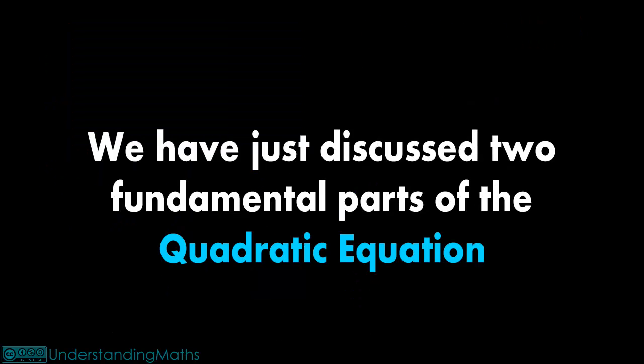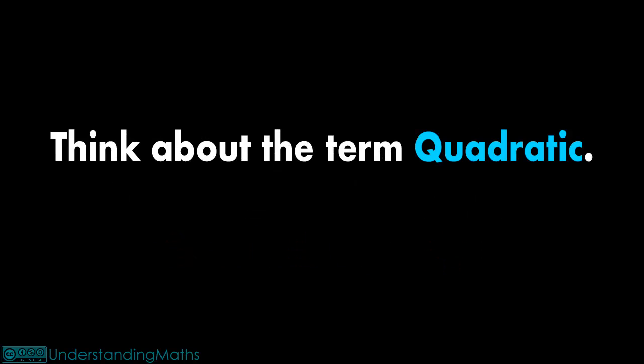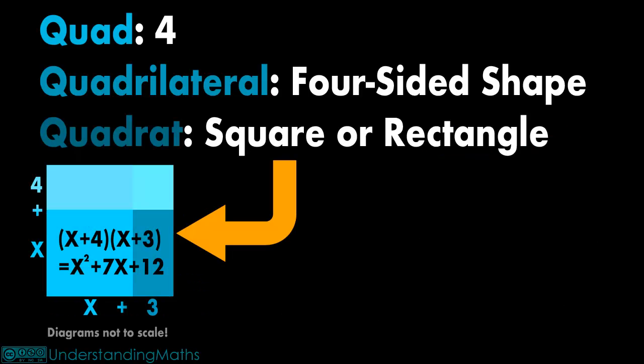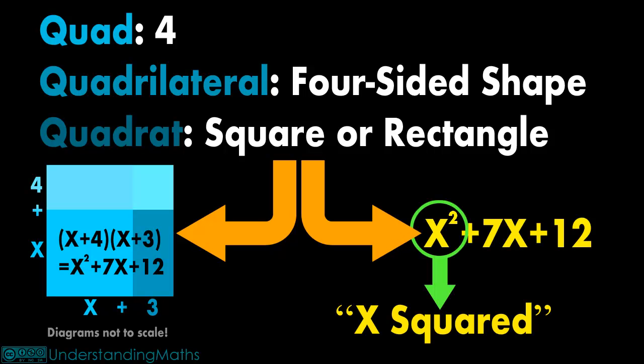We have just discussed 2 fundamental parts of the quadratic equation. Let's start by just thinking about the term quadratic. You probably know that quad means 4, quadrilateral means a 4-sided shape, and a quadrat is a square or rectangle. This reminds us of the rectangle we had earlier. The 4 reminds us of the fact that there are 4 terms in the brackets of x plus 4 and x plus 3: x, 4, x, and 3. The square reminds us of the x squared in the quadratic equation.